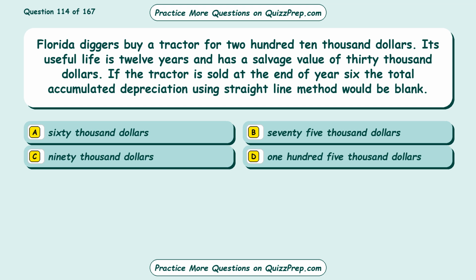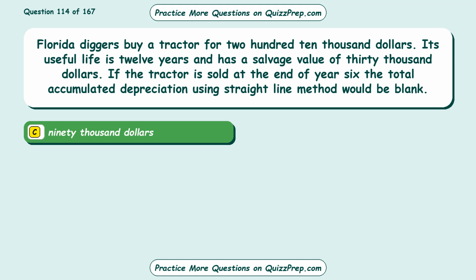Its useful life is 12 years and has a salvage value of $30,000. If the tractor is sold at the end of year 6, the total accumulated depreciation using the straight line method would be blank. Option A, $60,000. Option B, $75,000. Option C, $90,000. Option D, $105,000. The correct answer is Option C, $90,000.